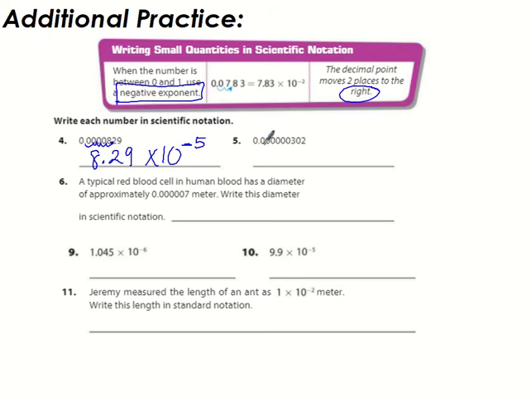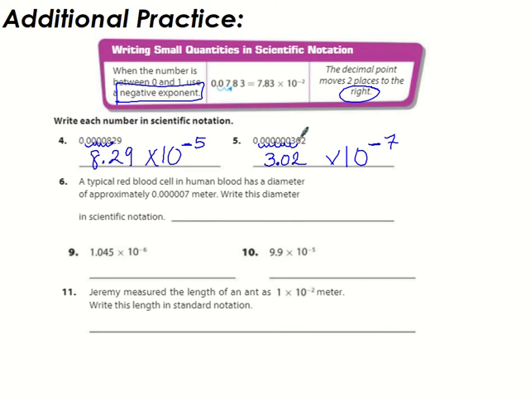Okay, let's do the next one. So 1, 2, 3, 4, 5, 6, 7, 3.02. So I stopped there because if I went one more, it'd be 30. 30 is bigger than 10. I don't want it like that. I want it to be less than 10. Times 10 to the negative... I forgot how many times we moved. 1, 2, 3, 4, 5, 6, 7, right? 1, 2, 3, 4, 5, 6, 7. Yeah. That's supposed to be a multiplication sign, but that's okay.